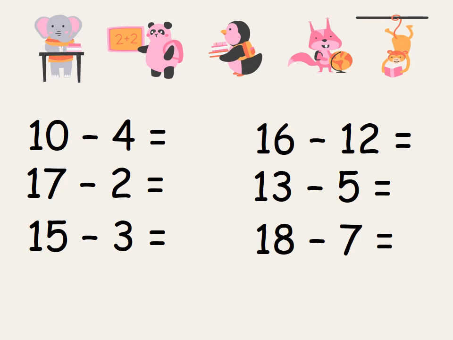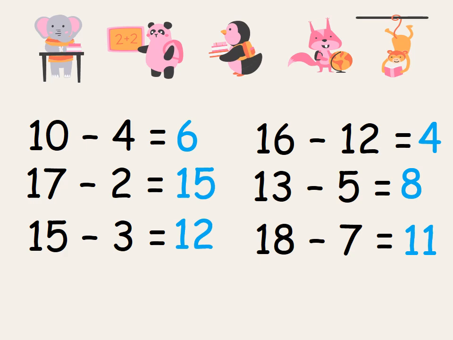Let's start off this lesson with some quick thinking maths. 10 minus 4 is 6. 17 minus 2 is 15. 15 minus 3 is 12. 16 minus 12 is 4. 13 minus 5 is 8. And 18 minus 7 is 11. Well done if you got those correct.